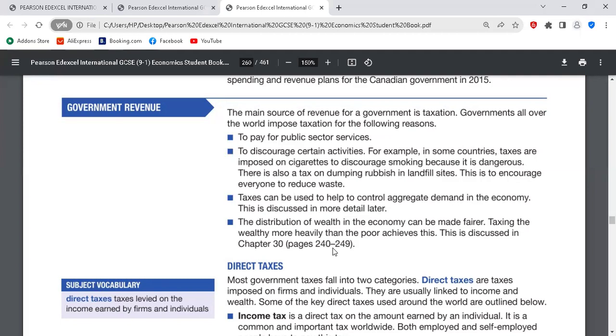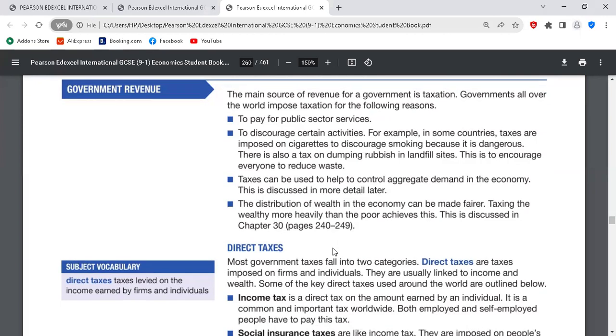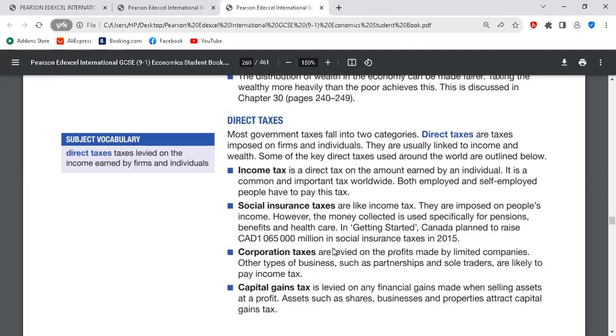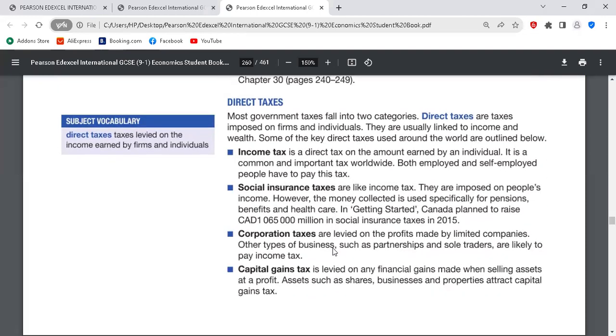This is discussed in more detail, okay? Also, government can use taxes to correct inflation due to aggregate demand. The government wants to stop aggregate demand, to reduce it. Distribution of income, which we just finished now. Government can use taxes to reduce the gap between the rich and the poor. Clear? Direct taxes. These are taxes levied on income earned by firms and individuals.